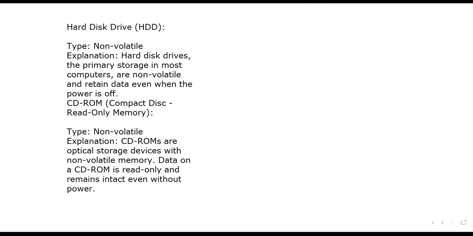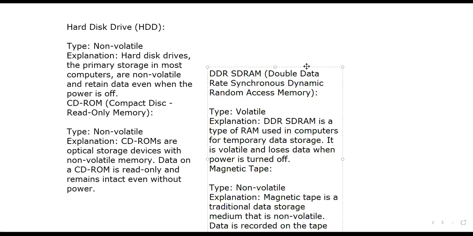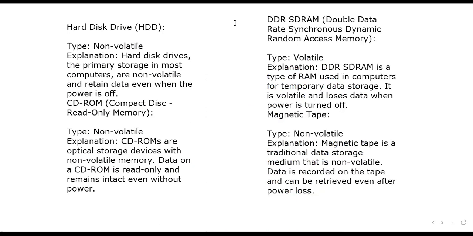Then a DDR and a magnetic tape. Magnetic tape, those tapes that we had a long time ago, is non-volatile. And DDR is volatile. So these are just examples in case an examiner brings some other types. At least you know what it means to be volatile and non-volatile. Is that clear? Are we on the same page?